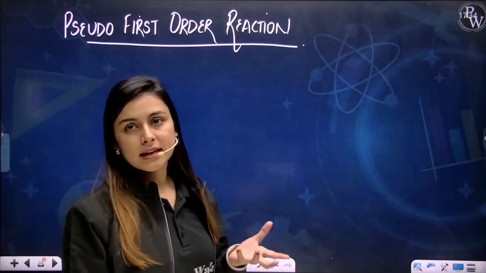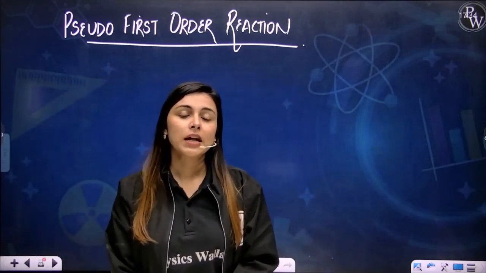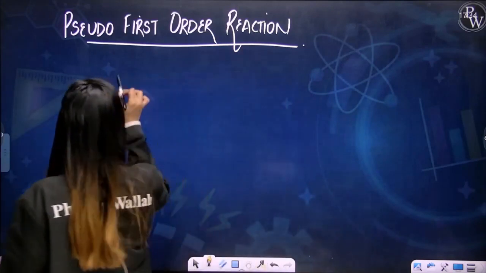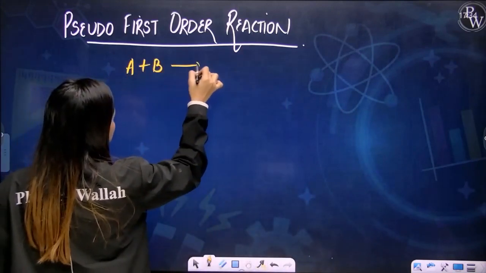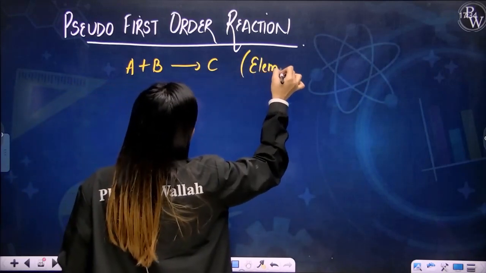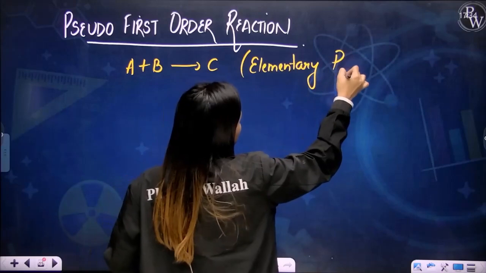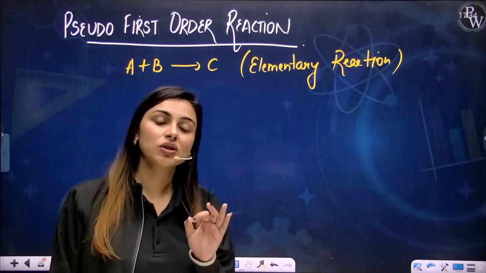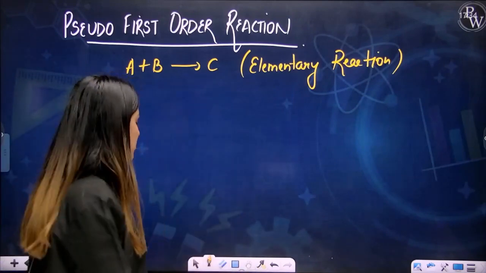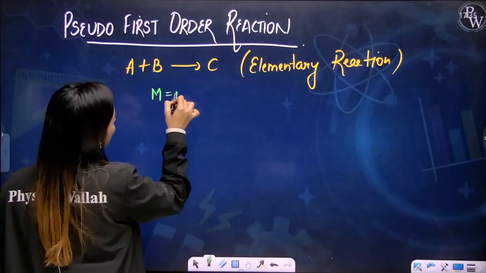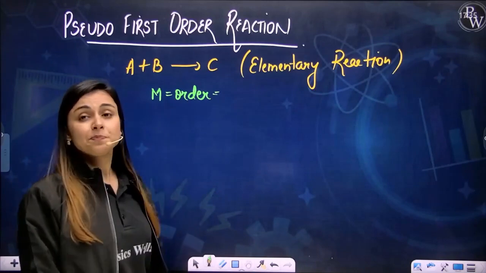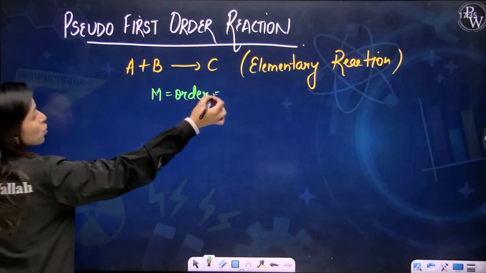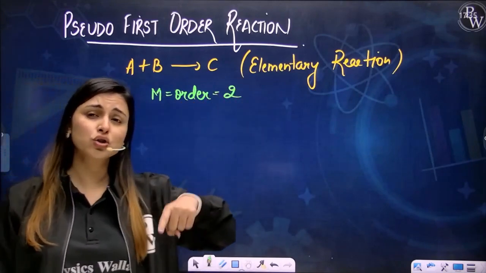Let's try to understand this. If you talk about a pseudo first order reaction, what does this actually mean? For this, you need to understand a very simple thing. Imagine I give you a reaction where you have A plus B, two reactants, giving you a product C, and I am saying that it is an elementary reaction. Just go to your first lecture, where I said that whenever you have an elementary reaction, that is a single step reaction, your molecularity is equal to the order of the reaction. And what is molecularity? The number of reactants actually taking part in the reaction. How many reactants are colliding? 2. So the molecularity is 2.